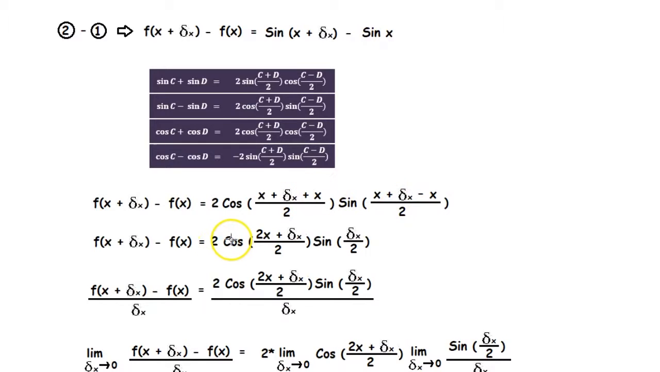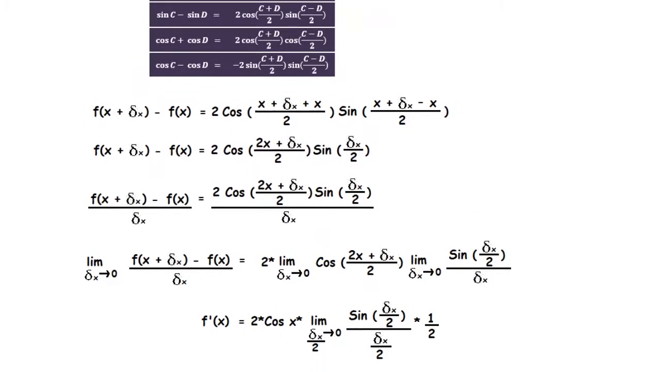When we simplify this, we get 2 into cos of 2x plus delta x over 2 into sin of delta x over 2, since x here gets cancelled off. Now we divide both sides by delta x. So this will give us f of x plus delta x minus f of x divided by delta x is equal to 2 into cos of 2x plus delta x divided by 2 into sin of delta x divided by 2, whole thing divided by delta x. Then we apply the limits as usual. We apply limit as delta x tends to 0 to both sides.